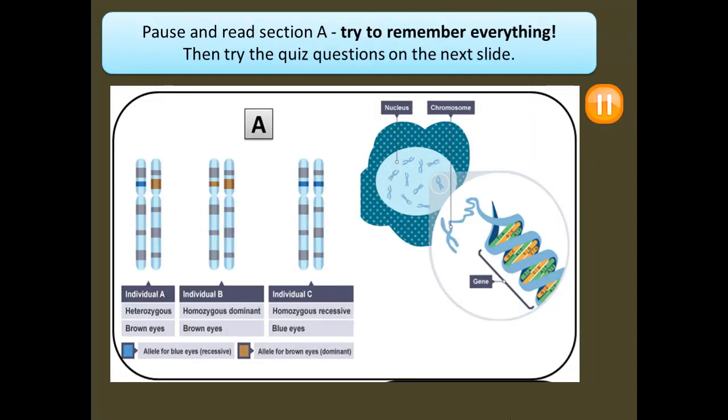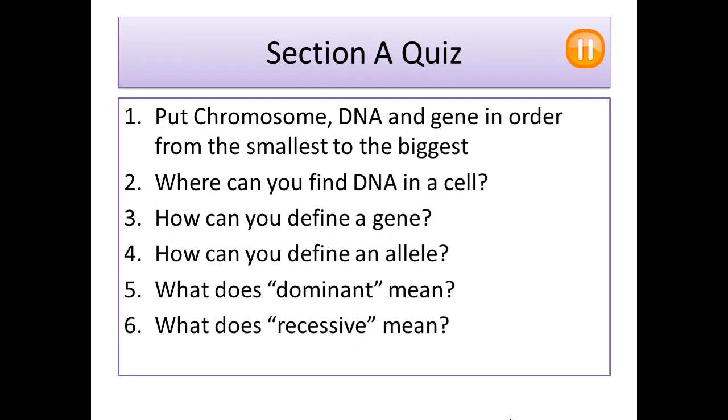Okay, so this is section A. So pause and read section A. Try to remember everything, then try the quiz questions on the next slide. Okay, now it's time to try the quiz. Pause the video and take your time to do the task. When you are ready, we will check the answers.